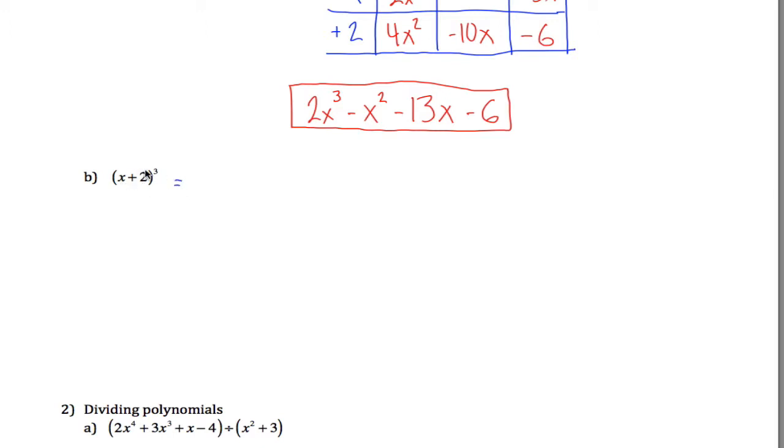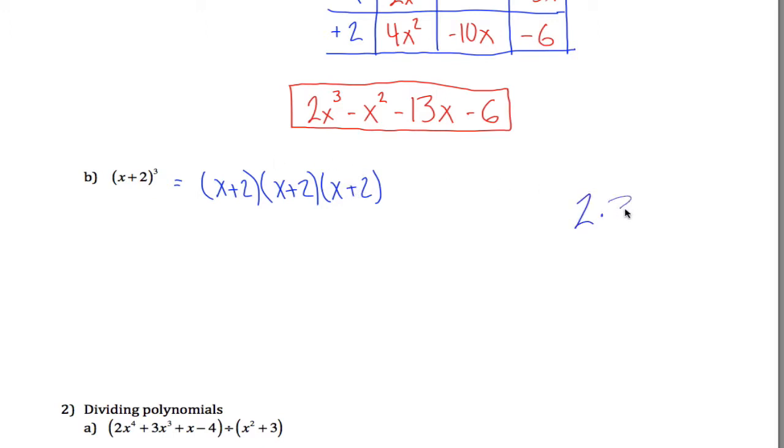My way is thinking about what cubing something means. If you're cubing something, you're multiplying it by itself 3 times. A note that I want to make is this does not equal x cubed plus 8. You can't distribute this cube down to each of your two terms. But when you're multiplying together 3 things, the way you do it is you multiply 2 of them together, and then take that result and multiply it times the third one.